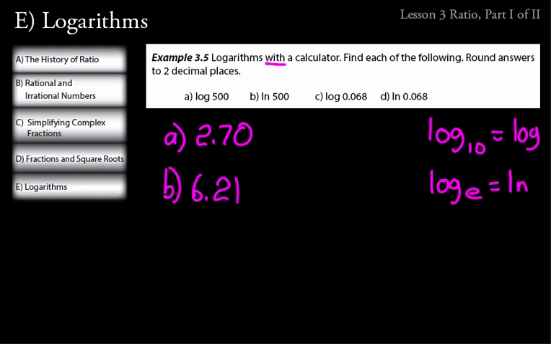So think about what we're doing here. Logarithm means exponent. What we're saying in A is that 10 to the 2.70 power, or about that since we rounded, should equal about 500. And in B, 2.718 to the 6.21 power should equal about 500 as well. It's not going to exactly equal it because we rounded things, but it should be pretty close.